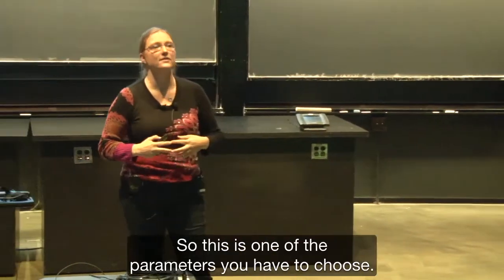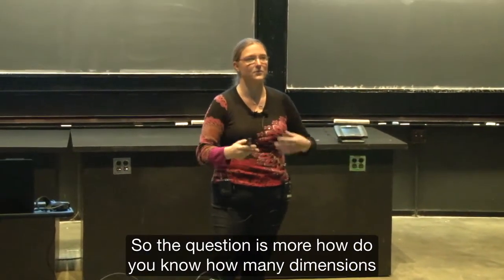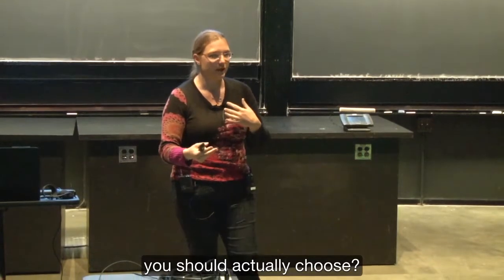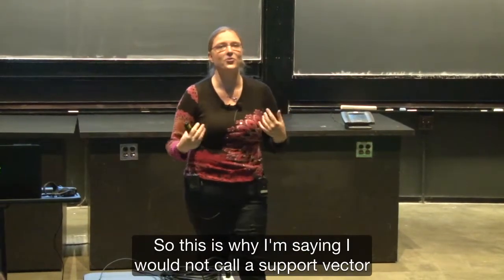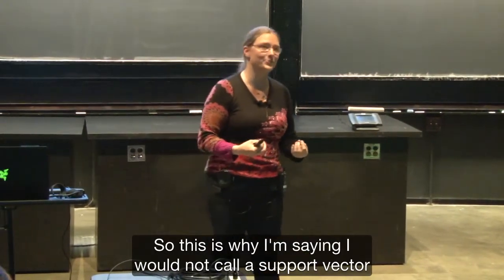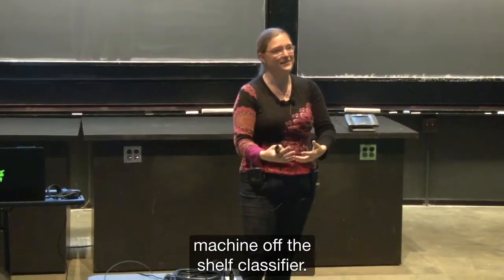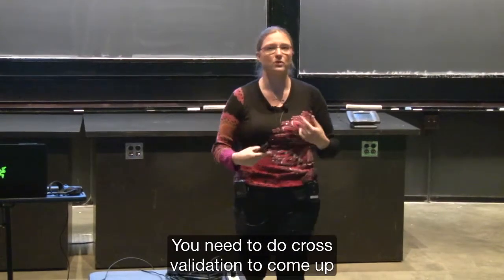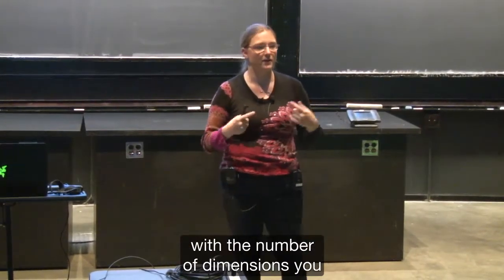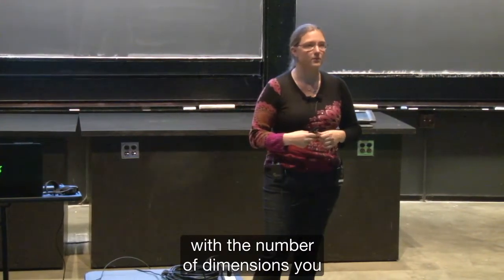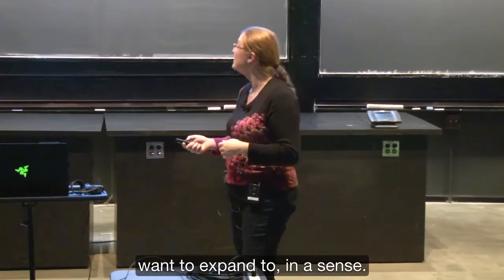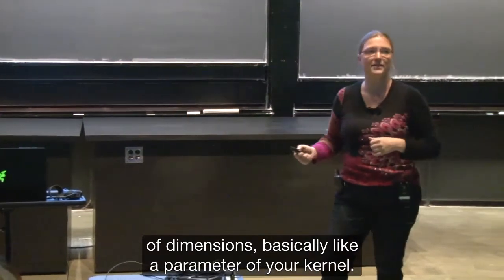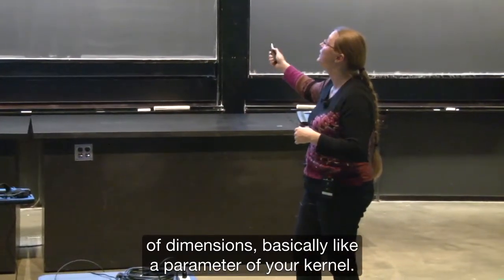Okay, yes. So this is one of the parameters you have to tune. The question is more, how do you know how many dimensions you should actually choose? This is why I would not call a support vector machine an off-the-shelf classifier, because these are the things you still need to care about. You need to do cross-validation to come up with the number of dimensions you want to expand to, because that number of dimensions is basically a parameter of your kernel.